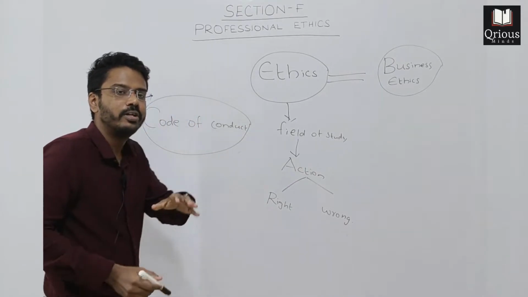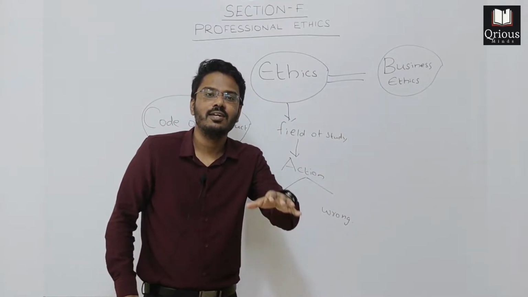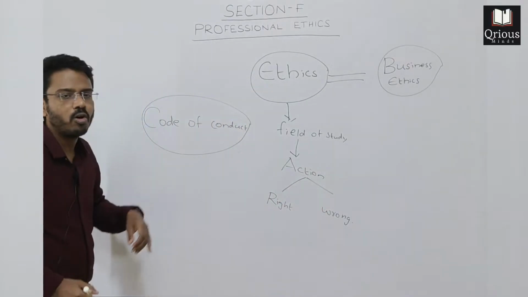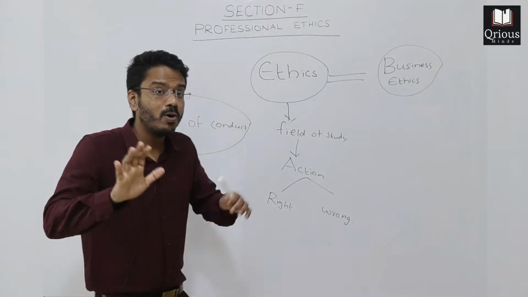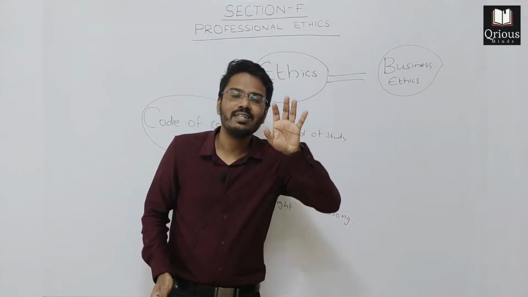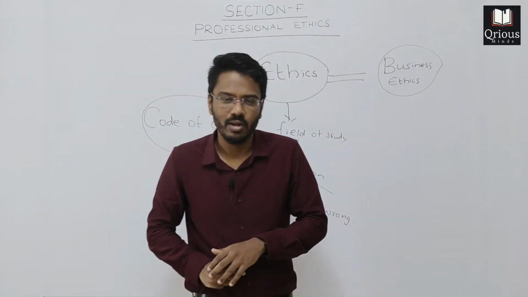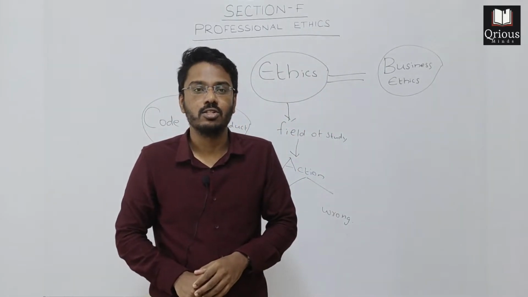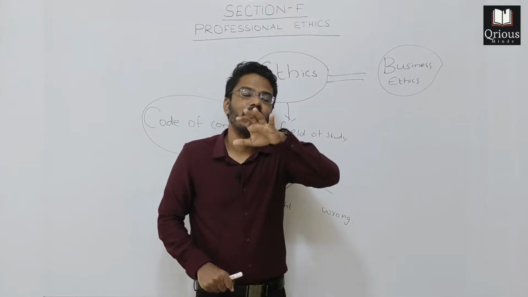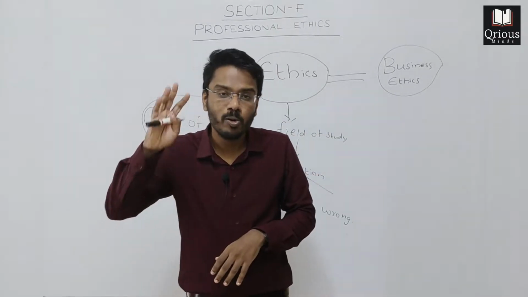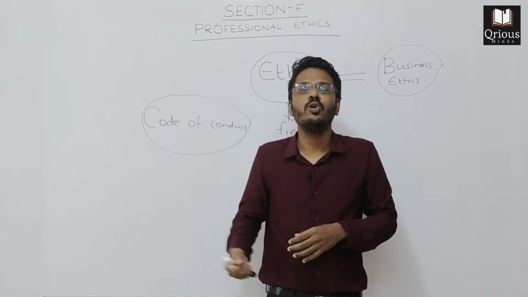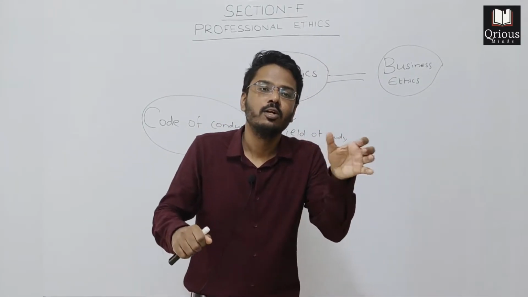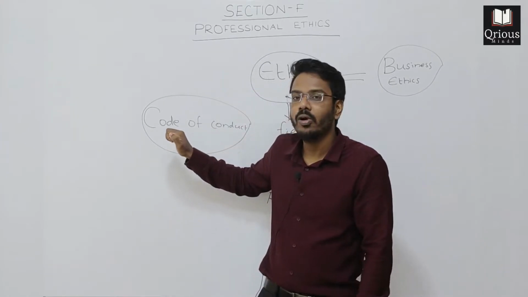In order to determine whether a business decision is right or wrong, we can refer to the organization's code of conduct. Now, what does code of conduct mean? Code of conduct is simply a document referring to the do's and don'ts in an organization. What all things can the employees do, and what all things can an employee not do? That document which specifies the do's and don'ts is called the code of conduct.